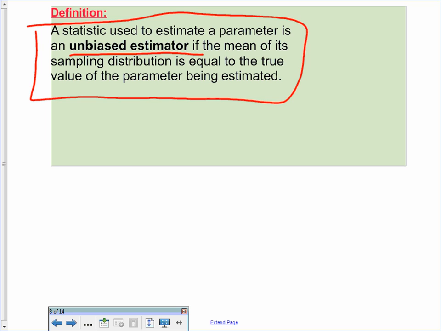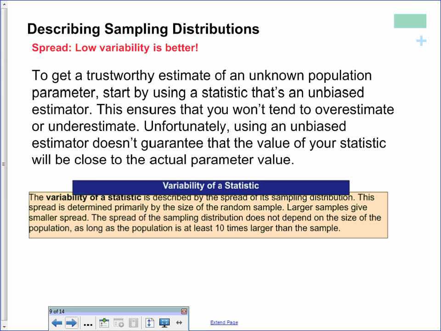And we're getting to the point where, when describing sampling distributions, low variability is better, because on average we're going to be closer to the center, and the center is the correct value. Now, we don't know what the center is, because in real life, we haven't taken hundreds of samples. But the larger our sample size, the smaller the variability will be.